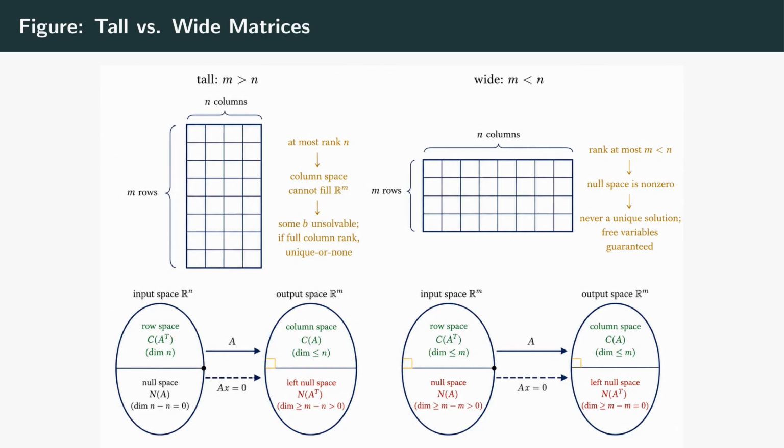On the right, a short, wide matrix with more columns than rows, m less than n. Its rank is at most m, which is less than n, so by rank-nullity, its null space must have positive dimension. A non-zero null space means the solution, when it exists, is never unique. There are always free variables. So tall matrices risk having no solution, and wide matrices can never pin down a single one. Shape sets the default, the exact rank fills in the rest.